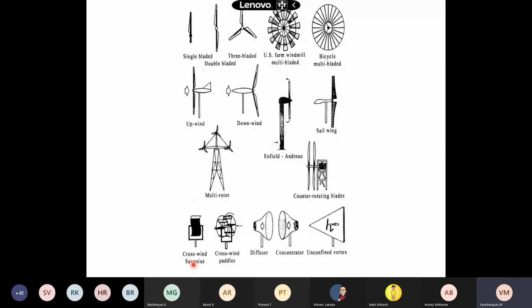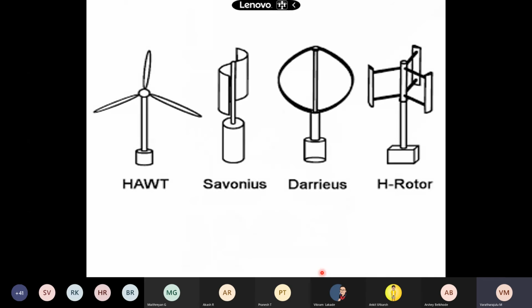And this is the general classification of wind turbines. The first one is the horizontal axis wind turbine. The other three are classified as vertical axis wind turbines, whether it is the cross wind type, the Darrieus, or the H rotor. All these three wind turbines are classified as vertical axis because the axis is vertical. And see the pictorial representation, the photographs of these horizontal axis and vertical axis wind turbines.